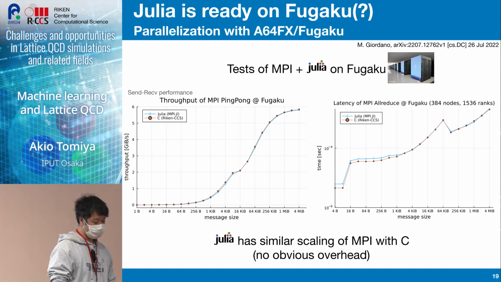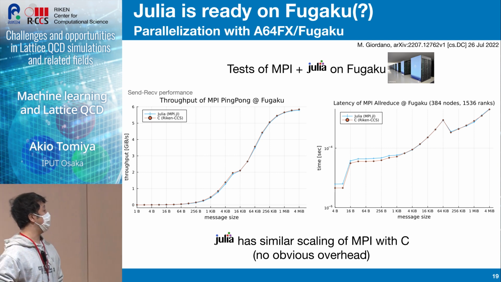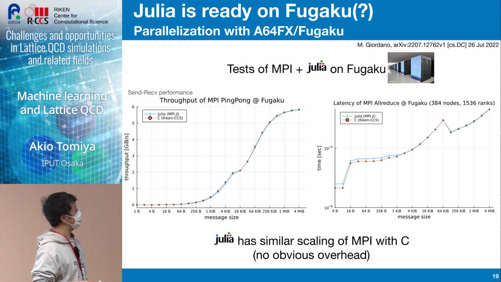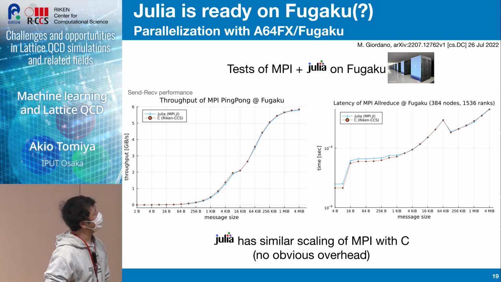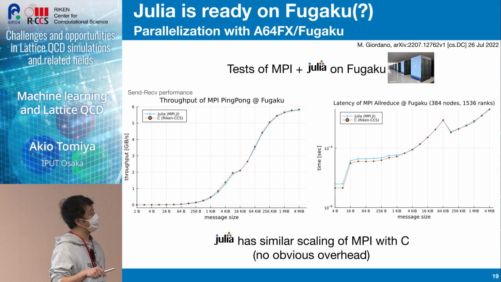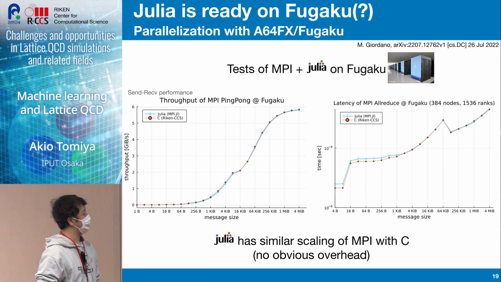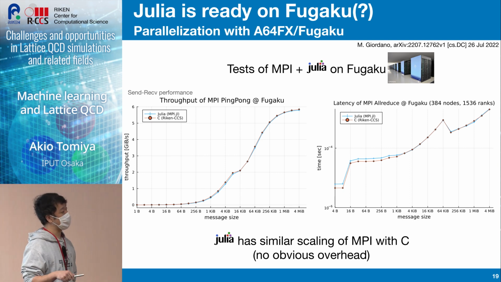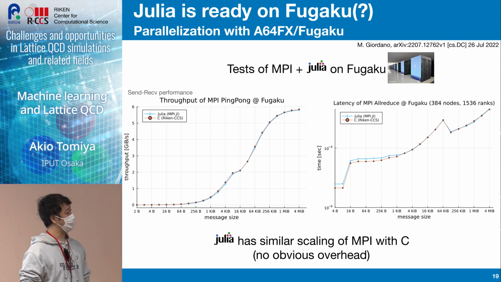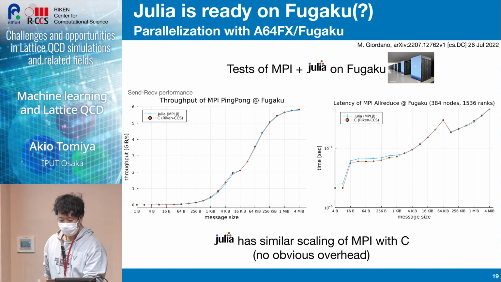Somebody already tested the MPI performance on Fugaku. This is the send-receive performance, and different colors indicate different languages, Julia and C. They follow the same curve. This is the all-reduce performance, and this also follows the same curve. So that means Julia has a similar scaling of MPI with C. I mean there is no obvious overhead there.